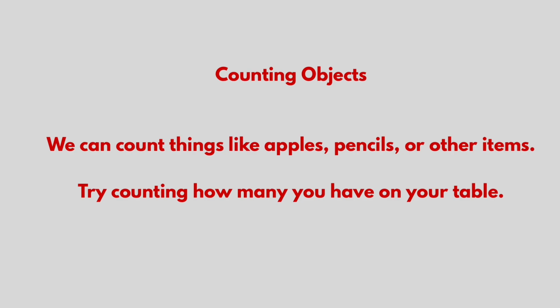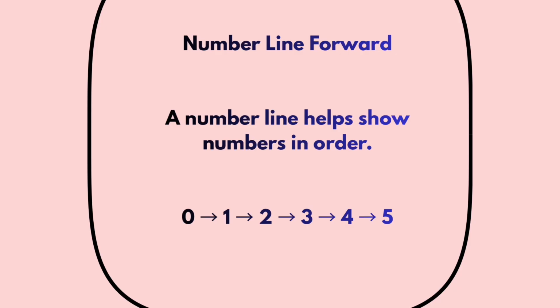We can also try by counting objects. We can count things like apples, pencils, or other items. You can also try counting how many you have on your table. So we have a number line forward method here. A number line shows us numbers in the order like 0, 1, 2, 3, 4, 5. Like this the series going on.